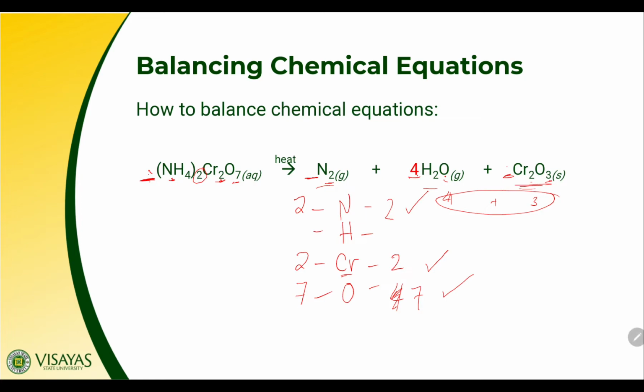On the reactant side, we have 2 times 4 is 8. Times 1 in the coefficient, we have 8. On the product side, we have 2 times 4, we have 8. Okay, so the hydrogen atoms on both sides of the equation are balanced. Since all the atoms in this equation are balanced, we now have a balanced chemical equation.